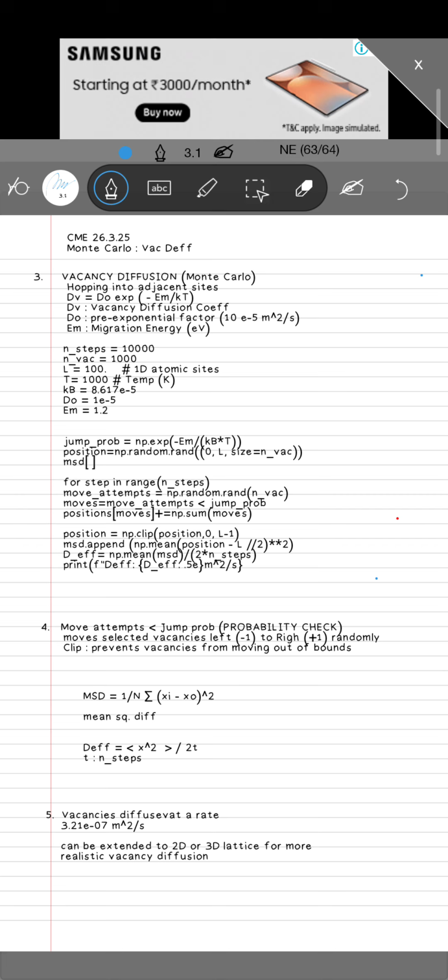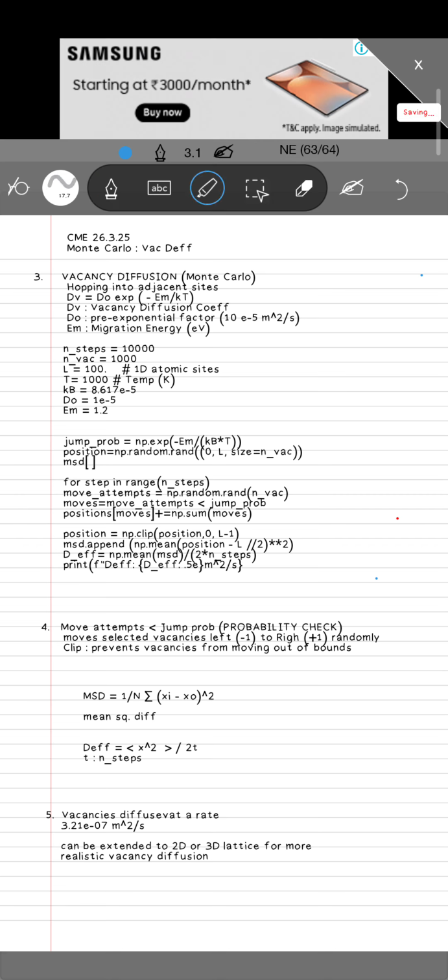Here, in the previous part, we discussed how a vacancy concentration can be observed or studied with the help of Monte Carlo simulation. In this lecture, we will study how the vacancies which are already existing in a crystal hop, how they move. It means how they move from one place to another.